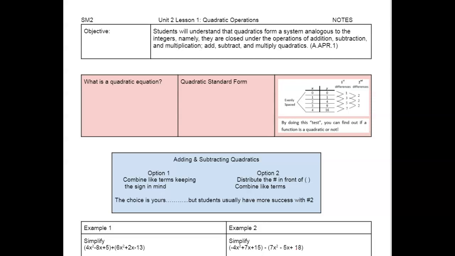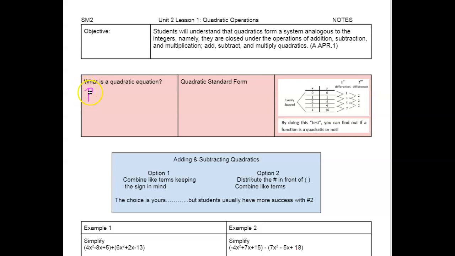Okay, Unit 2 is going to be about quadratics. So the objective of this lesson is to understand quadratic systems and how to perform operations on them. So first of all, what is a quadratic equation? It is going to be a polynomial that has the highest power of 2.